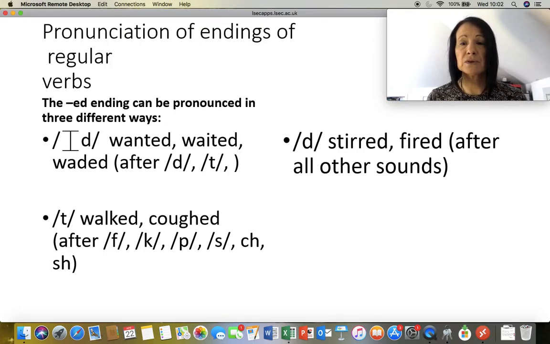Okay, I hope you've understood that. Any words you don't understand, check in your dictionary. See if you can think of any new words that have the ed at the end that sound like id or t or d.